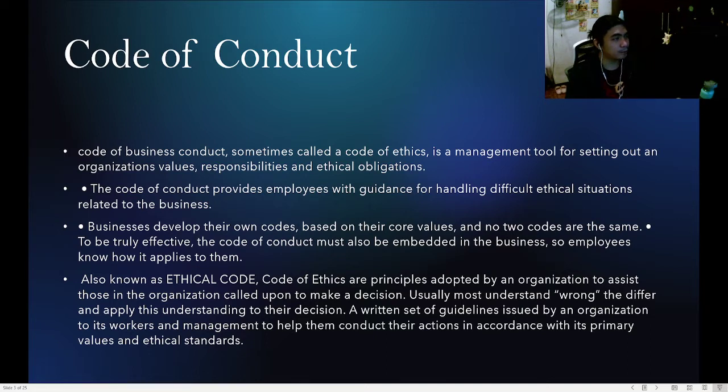Very simple. So a code of conduct can be considered an ethical code or a code of ethics. These are the principles adopted by the organization to assist you, the employees and the managers, or even the owners of the business, when situations arise. And mind you, there will really be situations that arise all the time. The job right now of the people in the organization, the internal people, is to handle these things. So the code of conduct will help you with that.